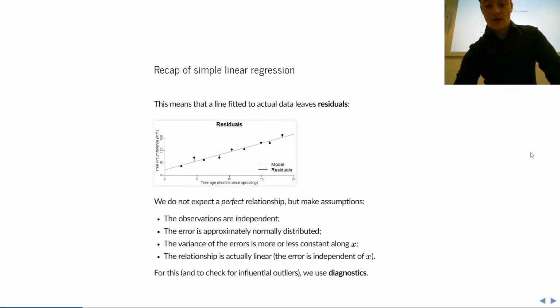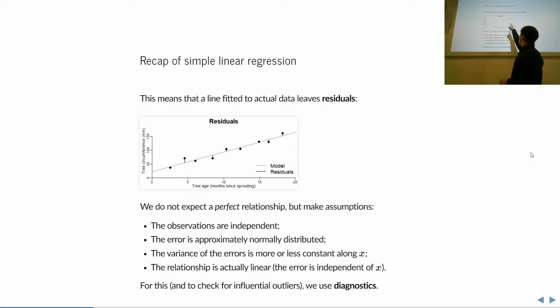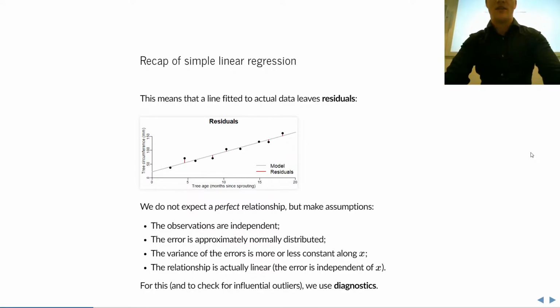So, let's see. Oh yeah, it fits. So we expect that the observations are independent of each other. We also assume that the error is approximately normally distributed. Of course, we assume an exact normal distribution, but the method still works fine if it's only approximately normal. We assume that the variance of the error is more or less constant as we travel across the regression line. And finally, we assume that the relationship is actually linear.